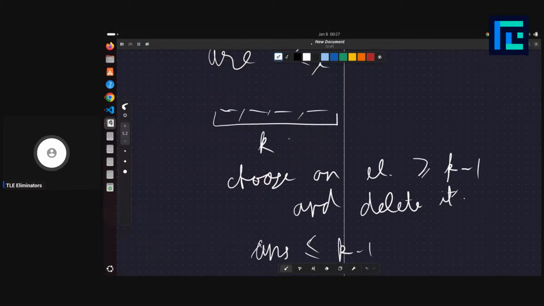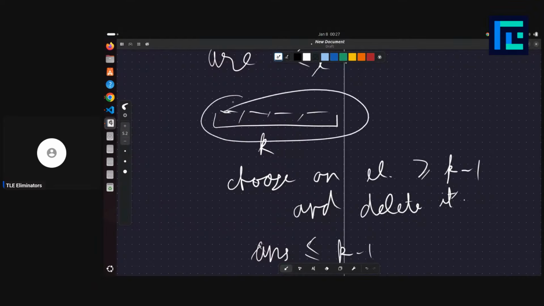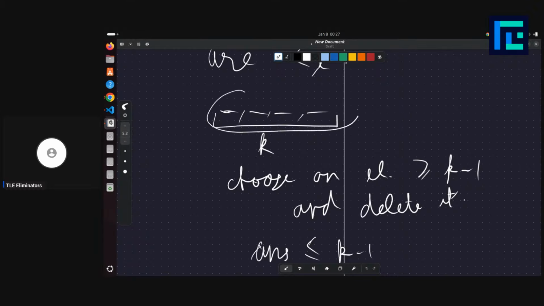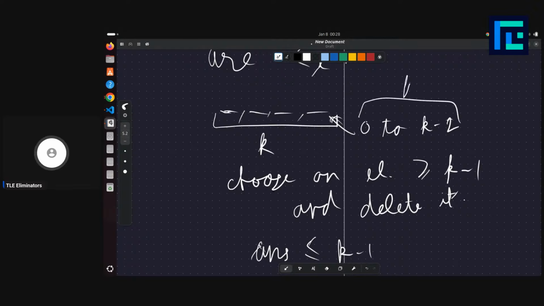But you will ask, what if this subarray does not contain any element which is greater than or equal to k minus 1? Then what we will do? Then what you are saying is that this subarray contains only the elements 0 to k minus 2. All the elements in this subarray are between 0 and k minus 2, right? And so how many numbers are there between 0 and k minus 2? There are total k minus 1 numbers.